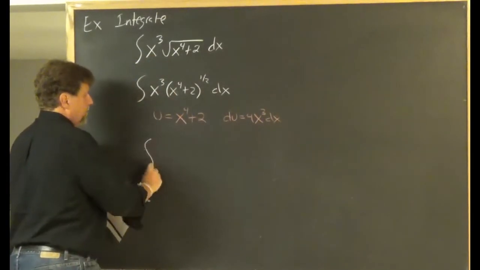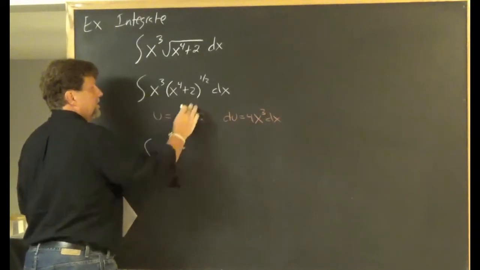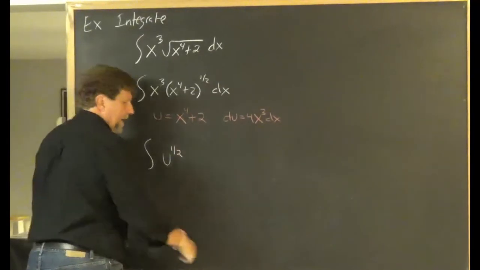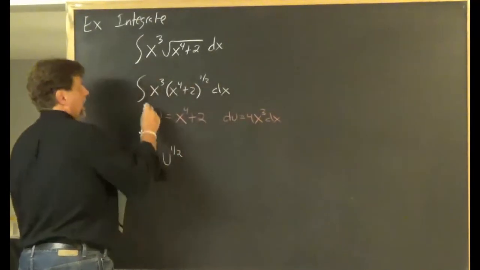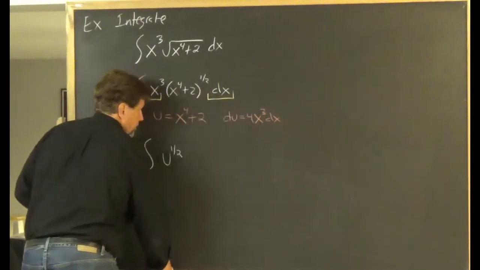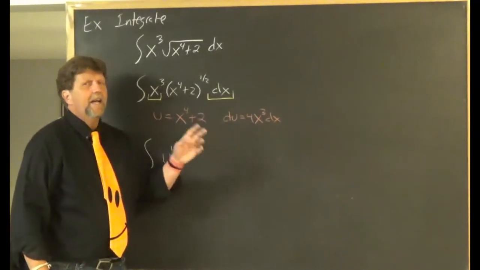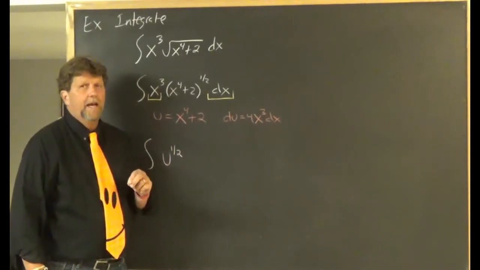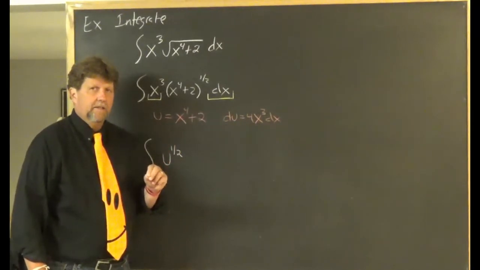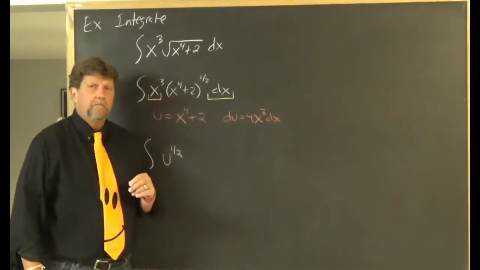Alright, now I substitute in, and I always do my u first. So I have x to the fourth plus 2, that's u, so I'd have u to the 1/2. And I look at what I have left over. I have x cubed dx left over. Du does not equal x cubed dx. Du equals 4x cubed dx. So I can't just substitute du in for x cubed dx.